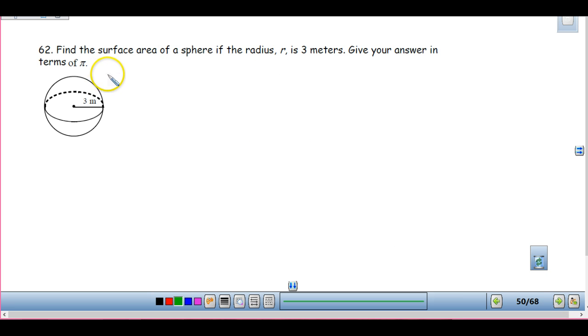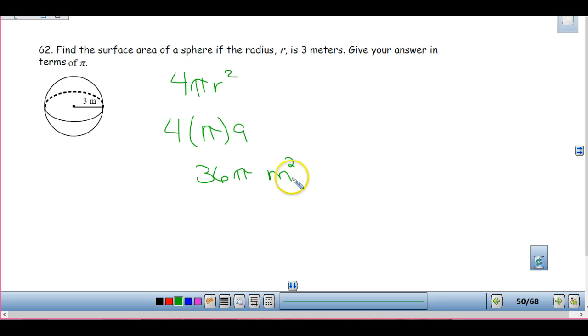Okay, surface area of a sphere. That's going to be 4 pi r squared. Okay, so 4 times pi times 9, or 36 pi. Surface area is meters squared. Or multiply those guys together and we get 113.1 meters squared.